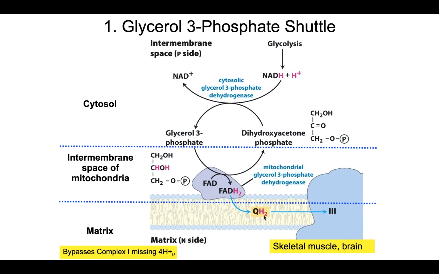Now, what that means then is that instead of each of these NADHs being worth 2.5 ATPs, they're bypassing complex 1, just like succinate, for example. And so instead, those two NADHs are each going to give rise to 1.5 ATP per NADH. Now, the cells that tend to do this type of pathway are skeletal muscle and the brain.